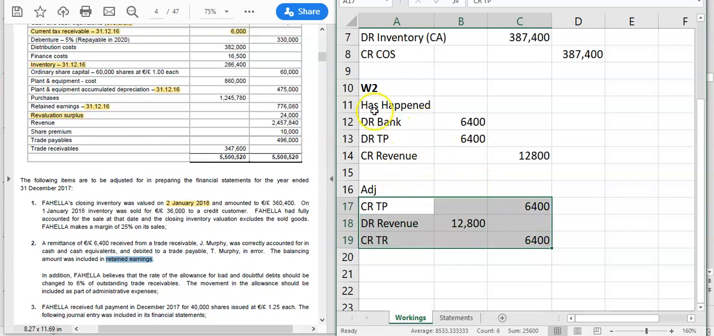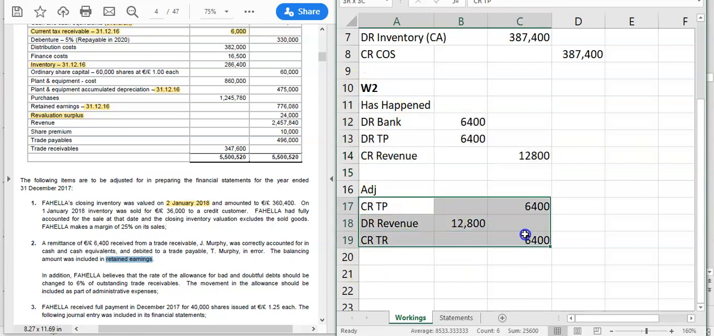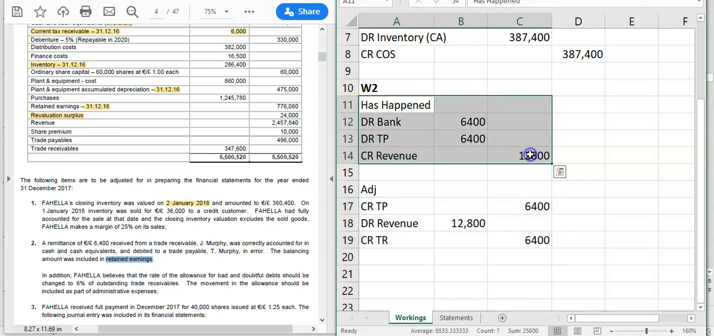No harm to work it out. What has happened, what should have happened, if you wanted to write it down, was debit bank, credit trade receivables, and you compare and contrast. But those are not adjusting journals, they are what's happened already. They're just telling you that in the question.